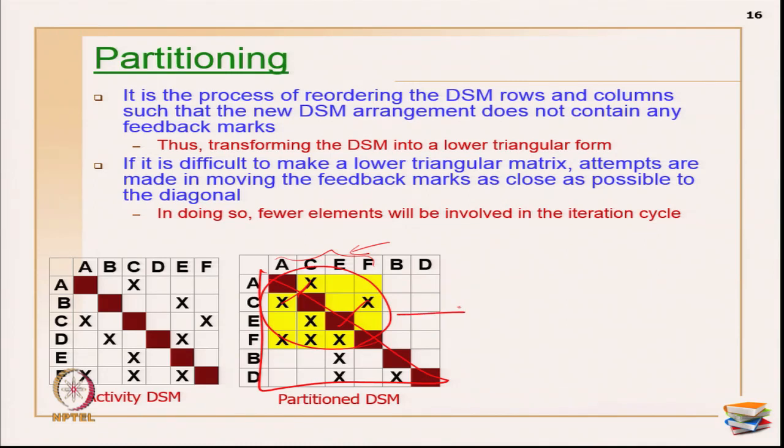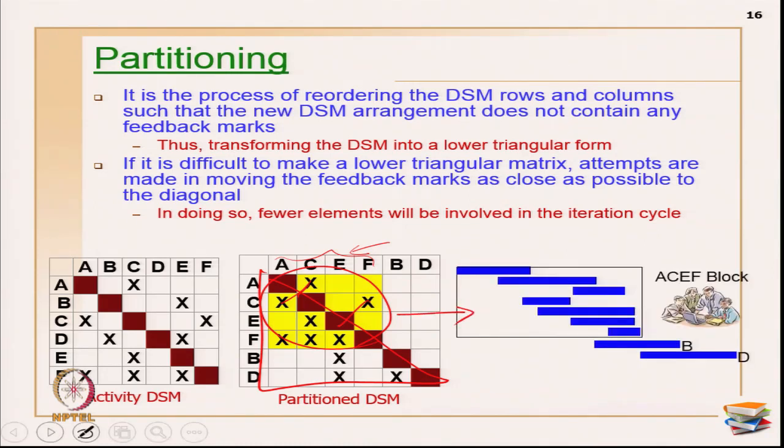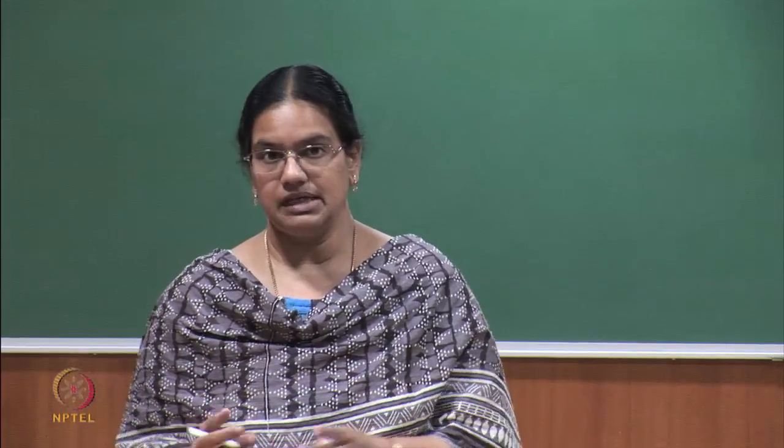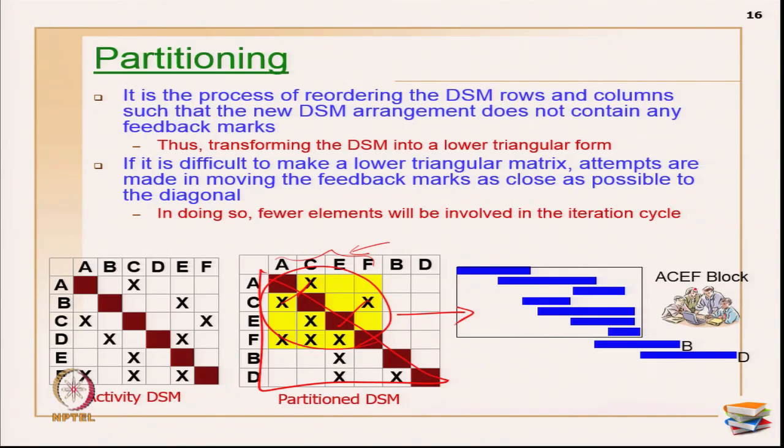Now, what is the meaning of this block formation? That also you should know. This implies that, suppose these are all activities, these four activities have to be worked on together till completion, because each of them reads input from each one of the others. For example, ACEF is primarily a block. What is the meaning of the block? The teams have to work closely together like this in order to finish the particular scope of work, and then activities B and D. So, that is the logical meaning of the partitioning block formation.